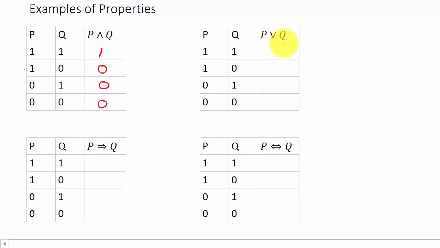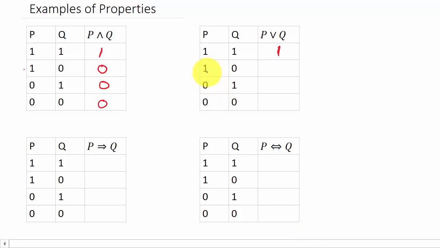Alright, so now let's look at the truth table for P or Q. So remember, for P or Q, at least one of them has to be true in order for it to be true. So one of them could be true or both of them could be true. Alright, so the first one you see, P is true and Q is true. Since they're both true, that makes P or Q true.